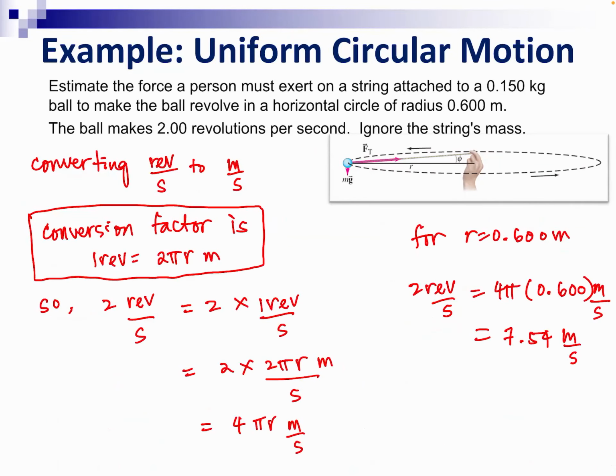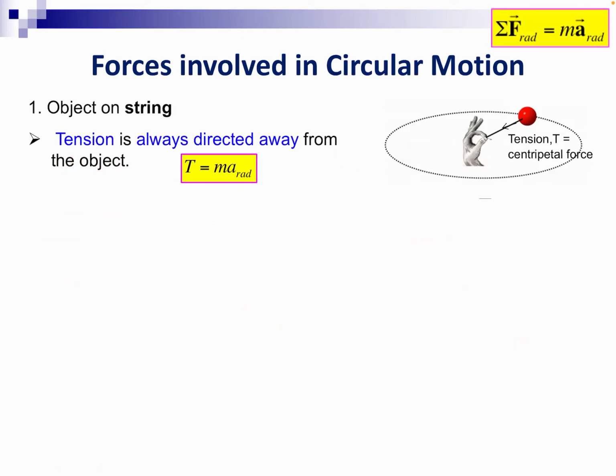For different scenarios, it's quite intuitive to figure out what is the force that creates this radial acceleration. We've already seen the first example, the object on a string. In that case, the tension provides the radial acceleration, and so Newton's second law of motion becomes tension equals mass times radial acceleration. The tension is of course directed towards the center of the motion, in the same direction as the acceleration.